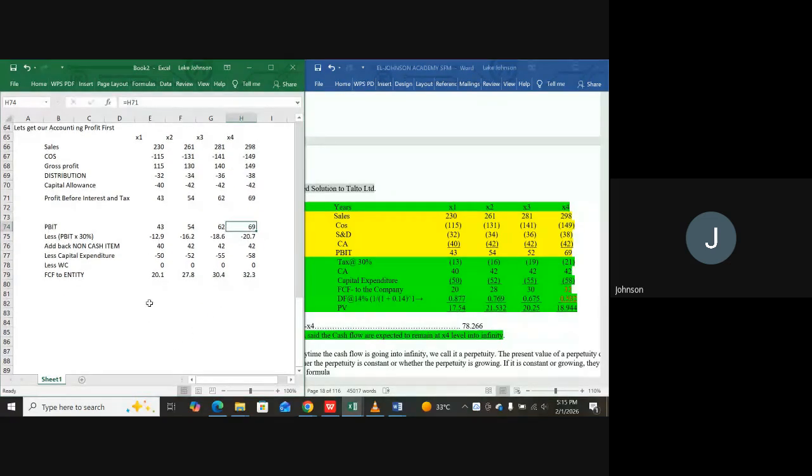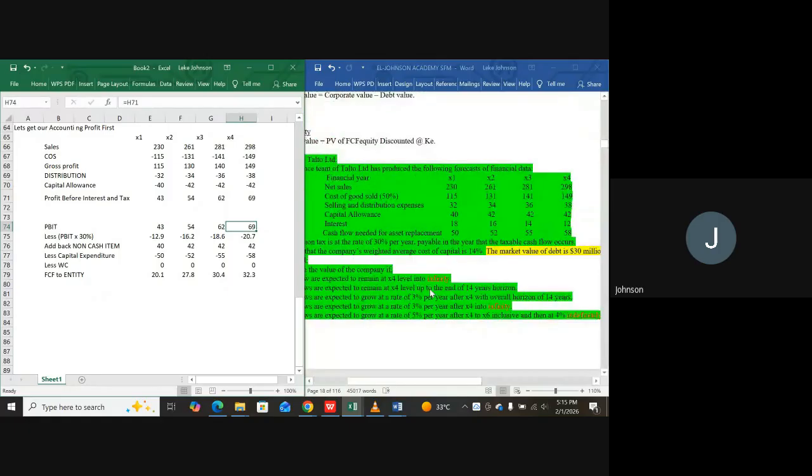Then the next thing we need to do is discount it. We have gotten the free cash flows now. These free cash flows are in the future: year 1, year 2, year 3, year 4, year 5. Now you need to compare these cash flows. Are they the same? They are not. This is 21, this is 27, this is 34, this is 32. They are not the same at all.